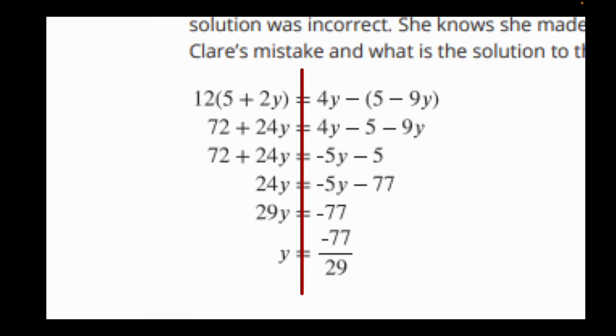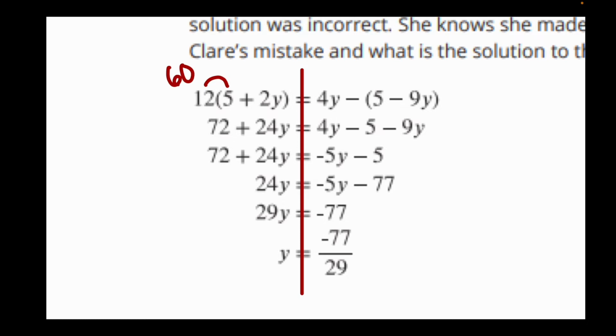and see on each side. So over here on the left, 12 times 5 is, oh, you see a mistake already. Go ahead and check with your calculator if you want, but 12 times 5 is 60. So that should be 60. And then 12 times 2 is 24, so that works, but we should have 60 plus 24y.